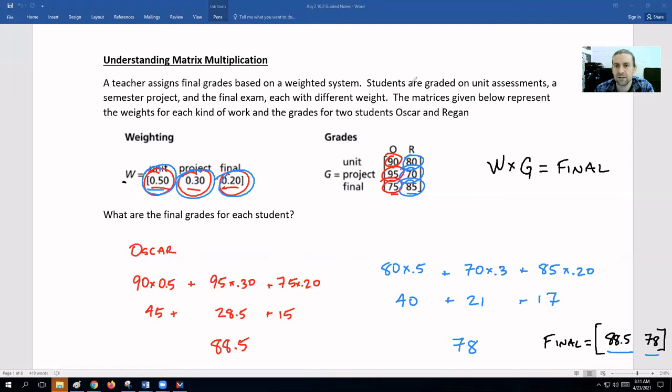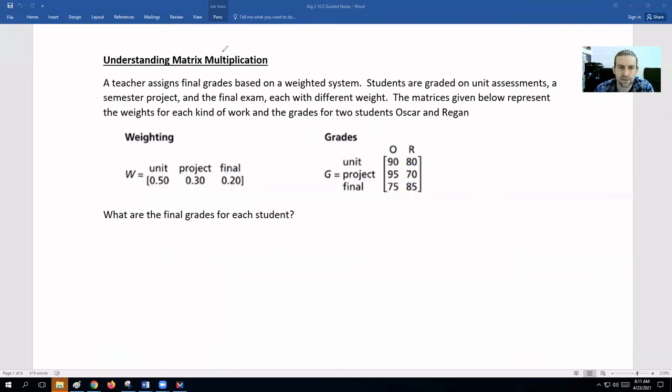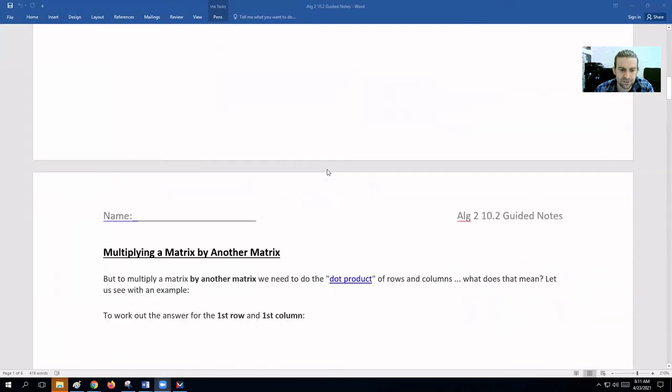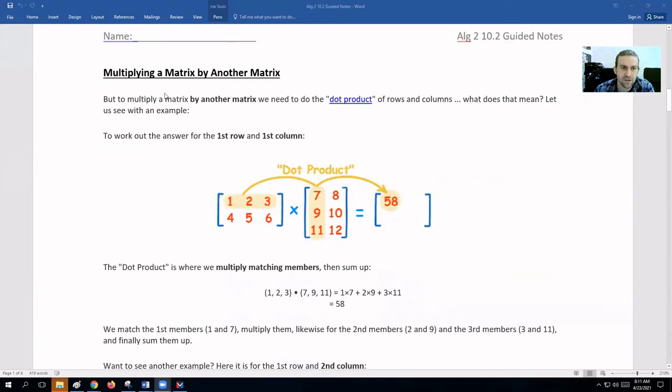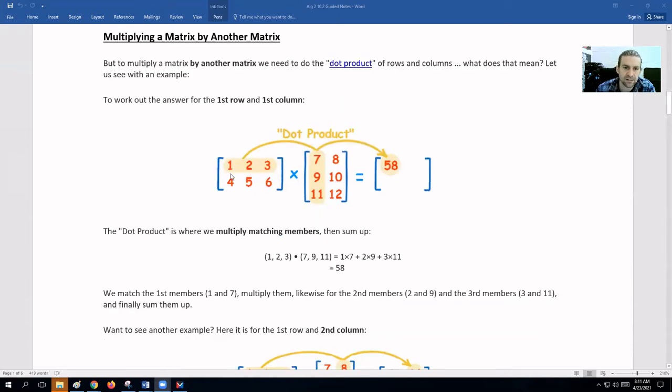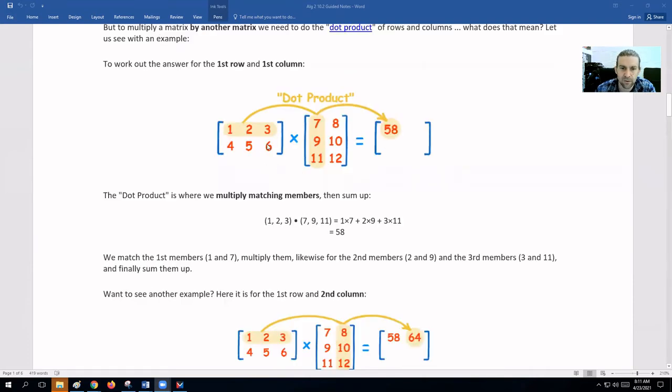Okay, so let's take a look at what this means. How do we abstract that to just any matrix here? So when we multiply a matrix by another matrix, we use what's known as the dot products of the rows. If we're going to multiply this matrix here by this matrix, these are two matrices we couldn't add together, but we can multiply them. We're going to multiply each row by the column.